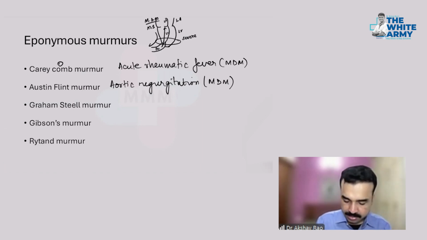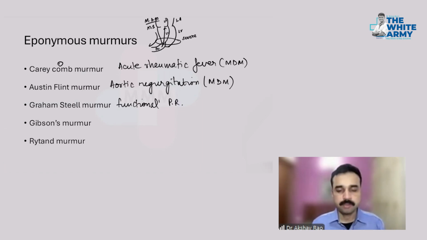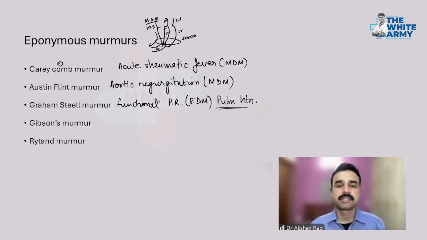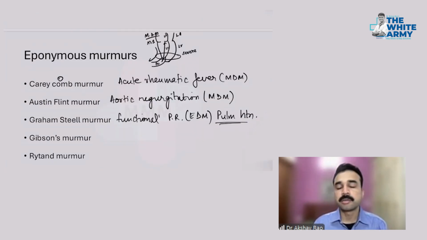Graham Steell murmur is a functional PR, functional pulmonary regurgitation. It's an early diastolic murmur. It is seen in pulmonary hypertension. So Graham Steell murmur is a murmur of pulmonary hypertension, which occurs due to a functional pulmonary regurgitation. It's an early diastolic murmur, best heard in the left third parasternal space. An early diastolic murmur in pulmonary hypertension indicates Graham Steell murmur.